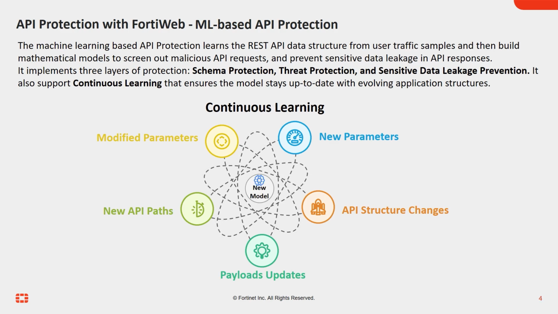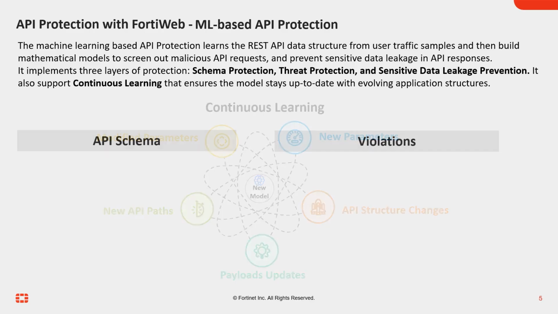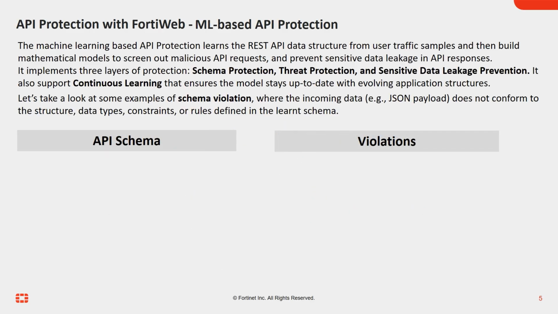All of these factors contribute to building a new continuous learning model. These capabilities ensure that the model remains flexible and aligned with dynamic API environments. Let's take a look at the ML-based API protection feature through examples.